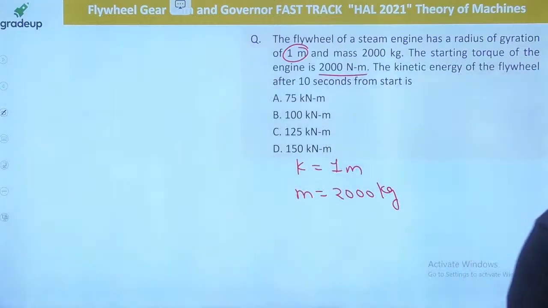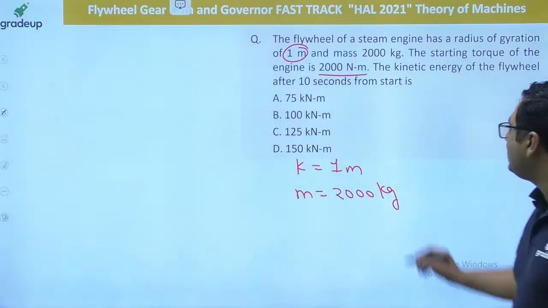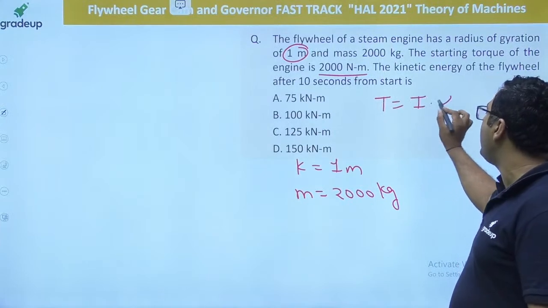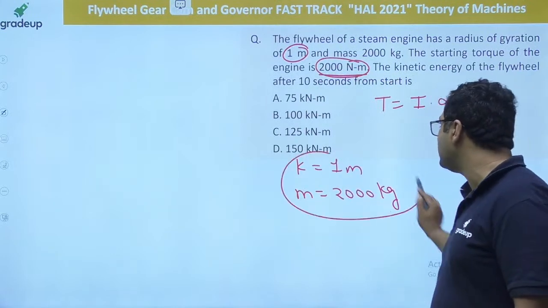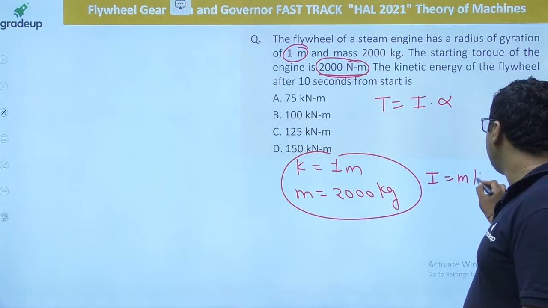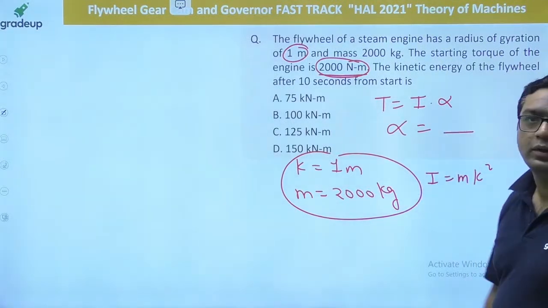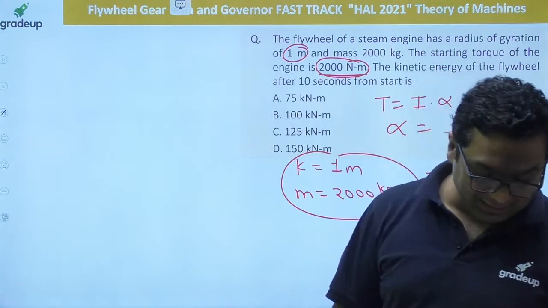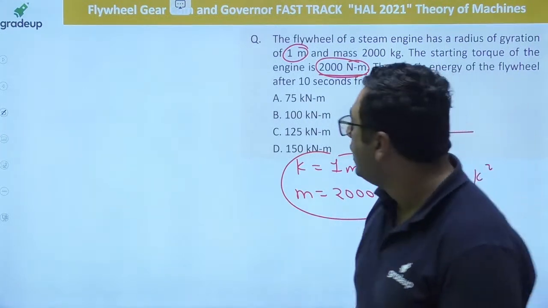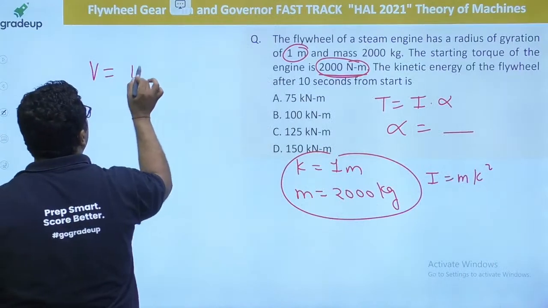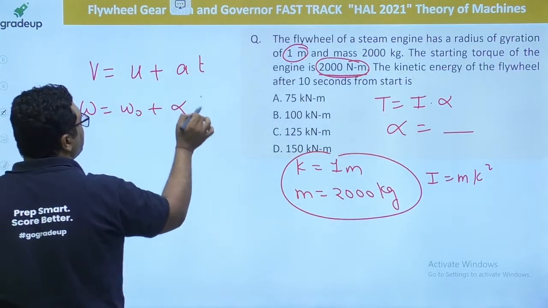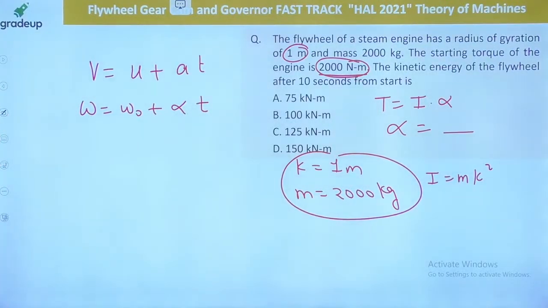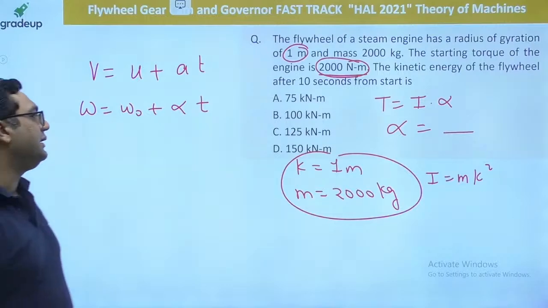First of all, find out the value of I. You know that torque is I into alpha. So torque is given to you, and I you can find out this way, m k square. You will be able to find out the value of alpha. And once you get the value of alpha, as you know the equation v is equal to u plus at, you can write omega is equal to omega naught plus alpha times t, and you will find out the value of omega after 10 seconds.